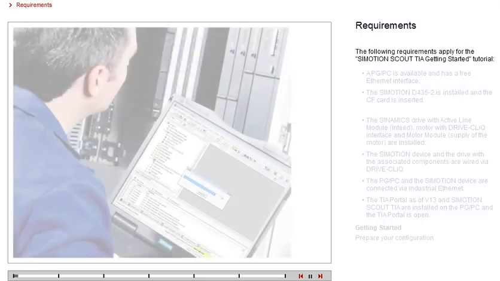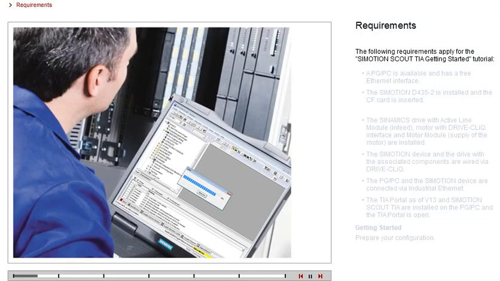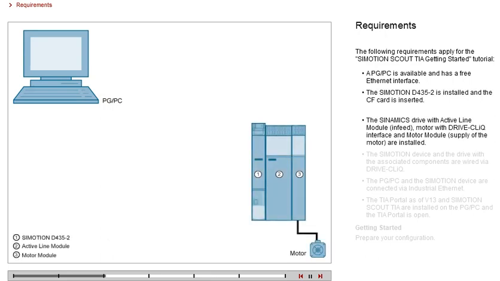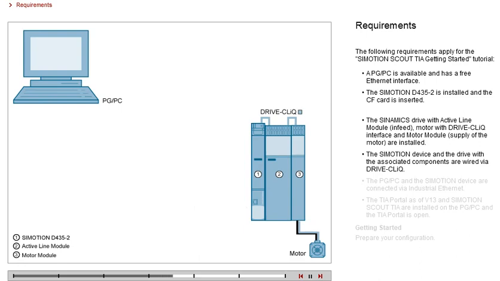To create the sample project, you require a training system with a few components. You require a programming device with a free Ethernet interface. In addition, a Simotion device with the latest firmware and memory card, as well as a Sinamics drive with infeed, motor for operation of an axis and supply for the motor. The motion control hardware components must be wired via the DRIVE-CLiQ interface.